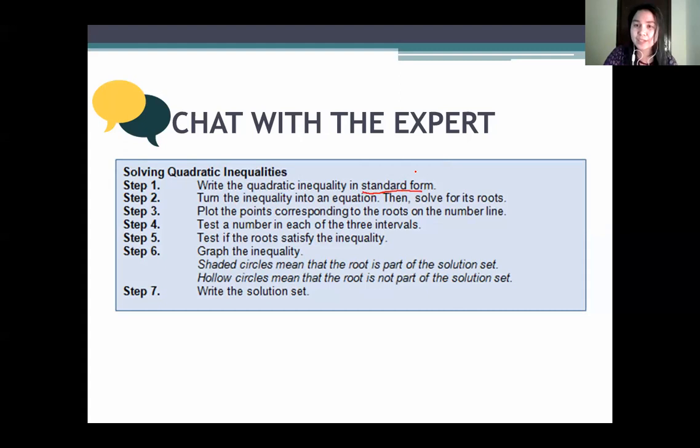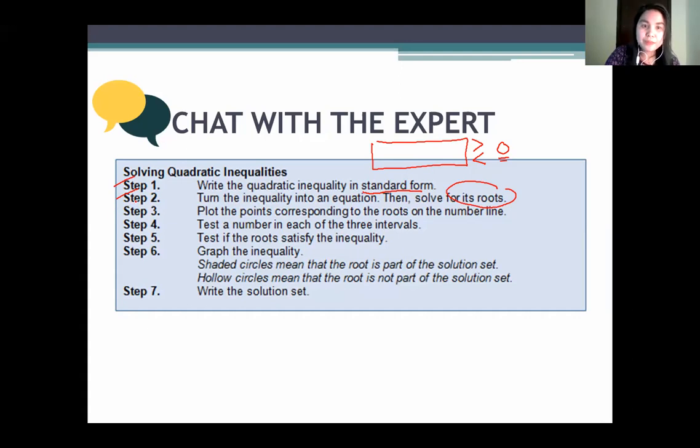How do you know it's in standard form? The inequality is greater than or less than 0. 0 must be on the right-hand side. Next, in step number 2, we need to solve for the roots. It's up to you again. You can do extracting the square roots, factoring, completing the square, or it can also be the quadratic formula.